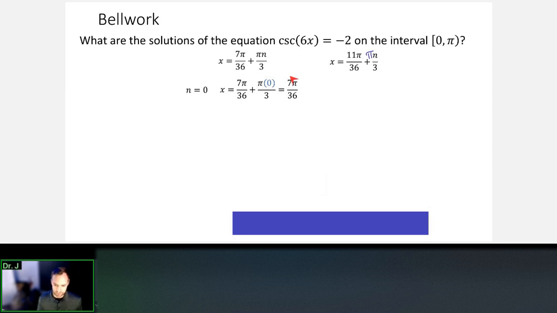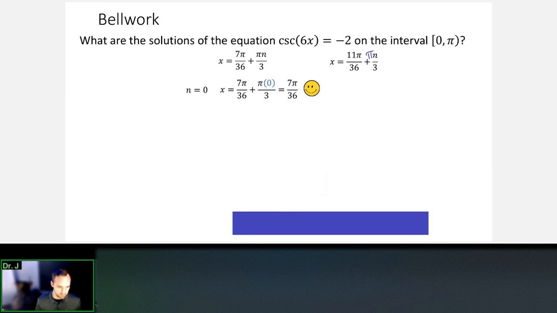Now, these should be pretty easy to determine if it's in quadrant 1 or quadrant 2, from 0 to pi, right? 0 to pi is the top half of the unit circle. All you've got to do is look at this fraction. If your number is greater than 1, that would be past pi. So is 7 over 36 between 0 and pi? It sure is. So there is one of the many answers.